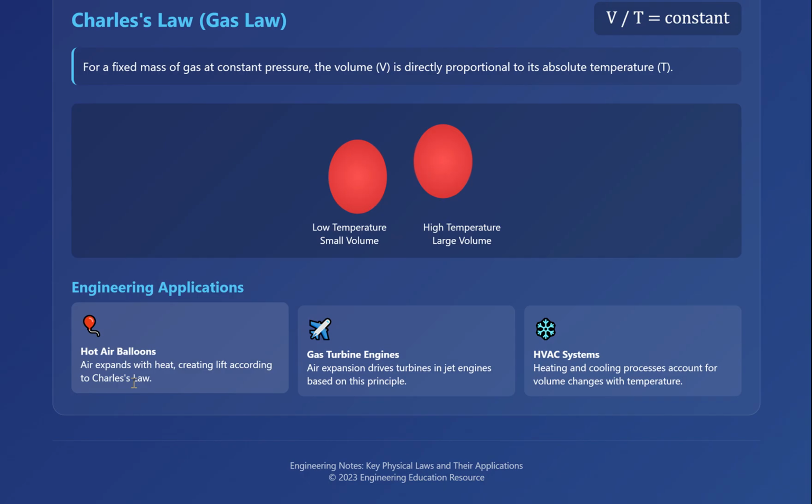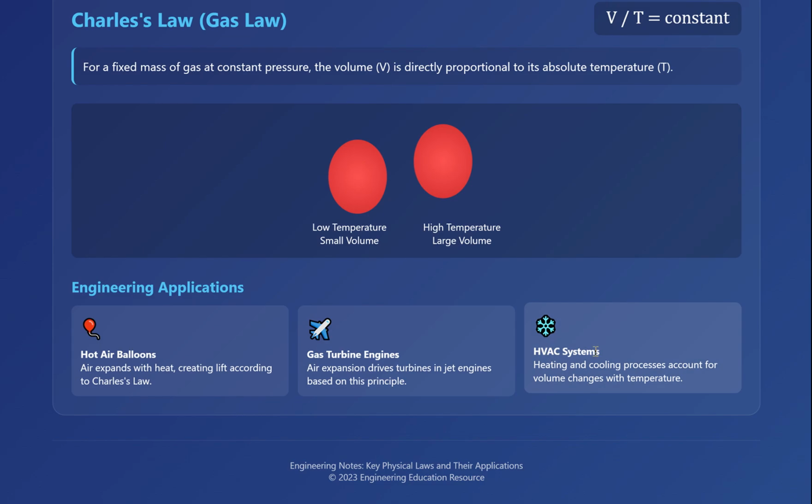Also in gas turbine engines, the air expansion drives the turbine. Why? It is generating heat. When you say gas turbine engine, they are like steam engines. So when air expands, it generates heat. Because once it expands, it acquires heat, and it becomes lighter, and it carries the heat with it. So the high heat now goes in to drive jet engines. That is on the basis of Charles' law.